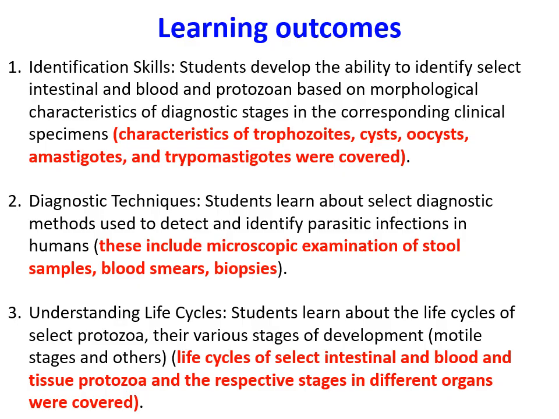For the second learning outcome, we have covered microscopic examination of stool samples from patients infected with intestinal sporozoans. We covered blood smears in case of Plasmodium as well as in case of Filarida. We covered certain biopsies also. We repeated very briefly the life cycle of the selected intestinal, blood and tissue protozoa, the respective stages in different organs, in order to have an idea about the pathogenesis that is caused by these parasitic infections.